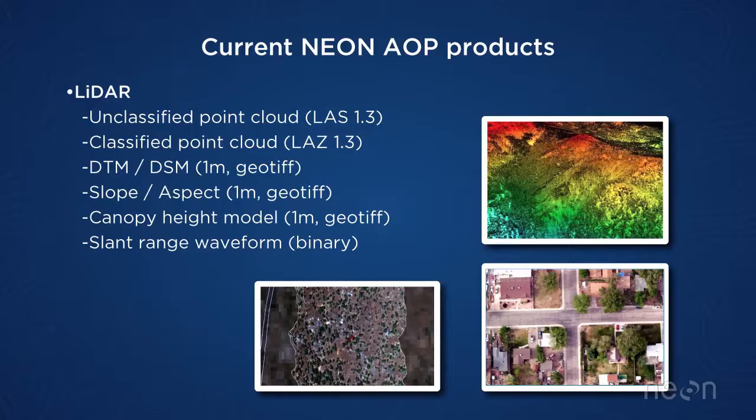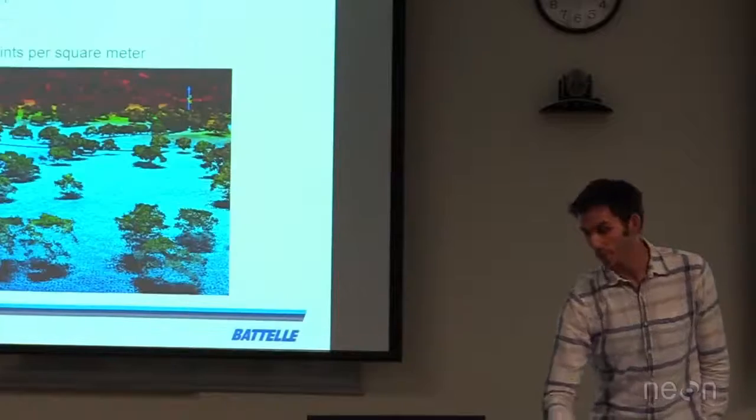As I mentioned, these are the main products that come from the LiDAR. You have the unclassified point cloud, that's the L1 product, as well as the classified point cloud, also an L1 product, and then the L3 products, which are the rasters. You get a digital terrain model, digital surface model, slope and aspect, canopy height model, and then the slant range waveform, which Keith will talk about. I'm just going to briefly go through each one of these products.